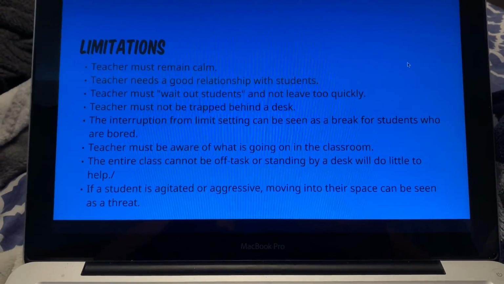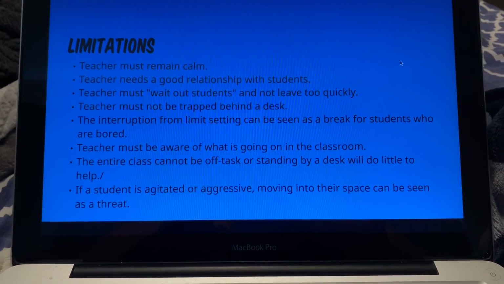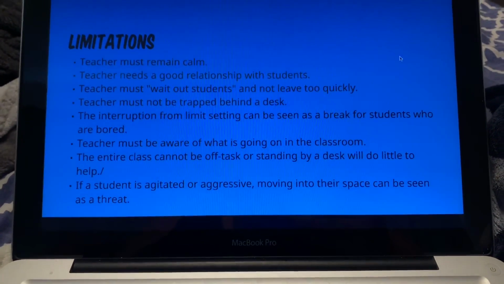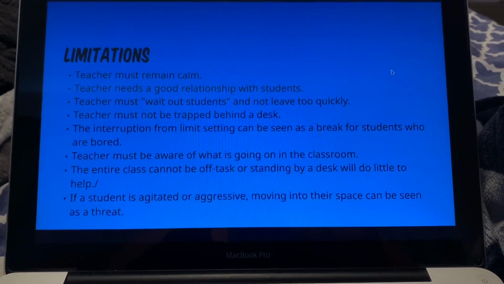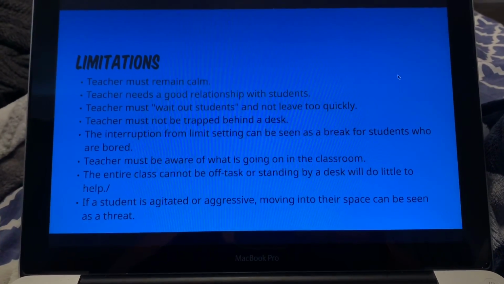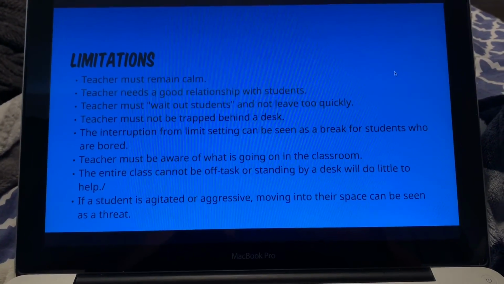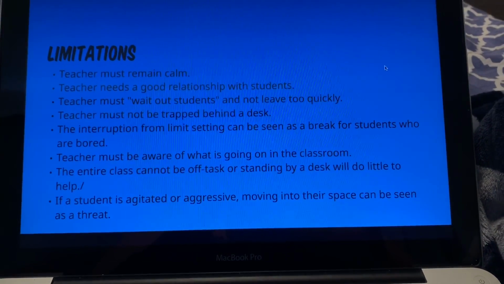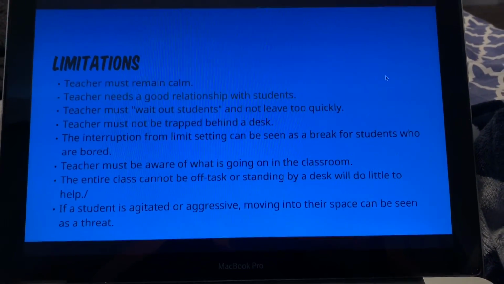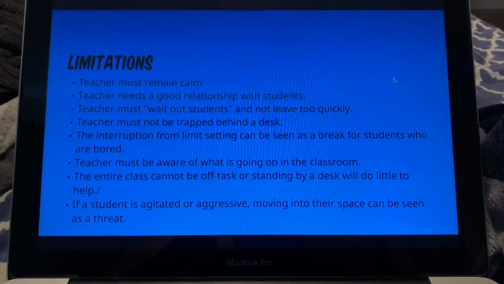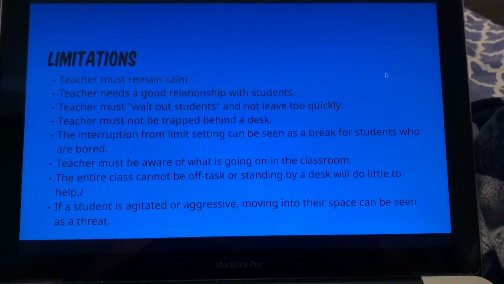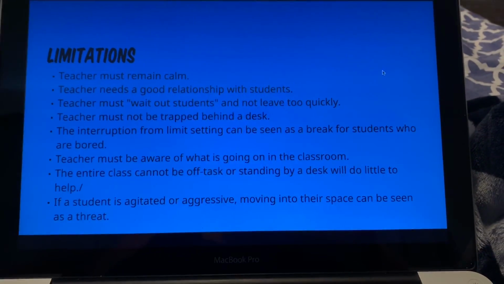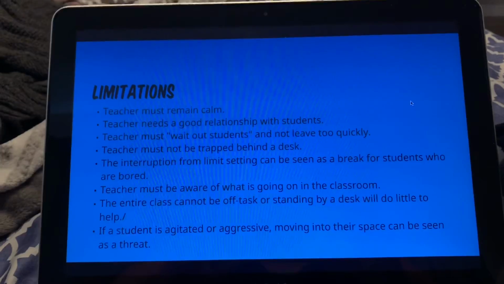The interruption from limit setting can be seen as a break for students who are bored. Teachers must be aware of what's going on in the classroom. The entire class cannot be off task, or standing by a desk will do little to help. If your entire class is goofing off, then standing by one desk is not going to do anything. And if a student is agitated or aggressive, moving into their space can be seen as a threat.